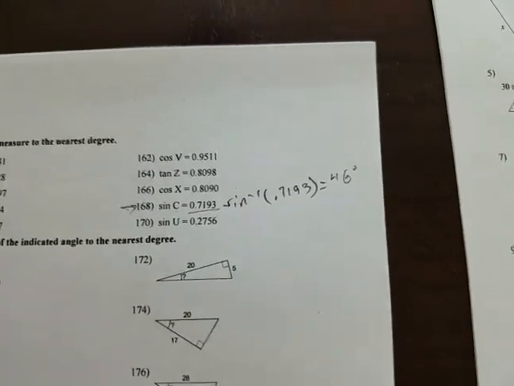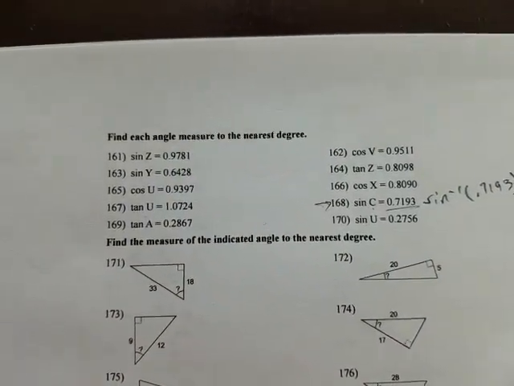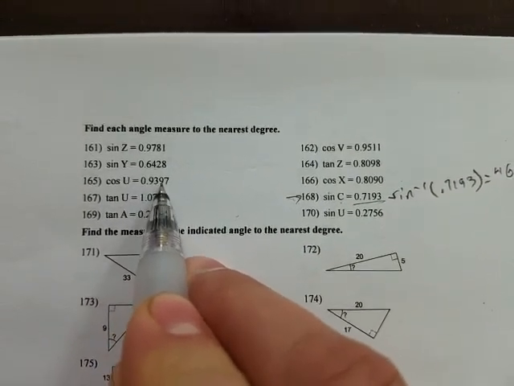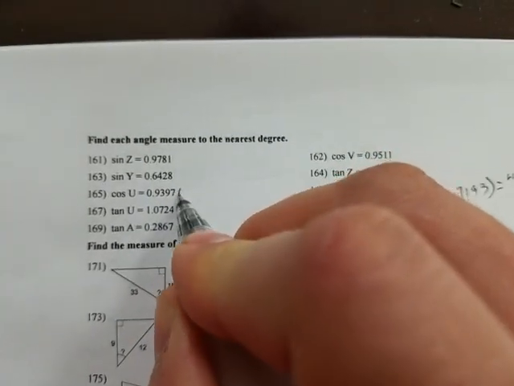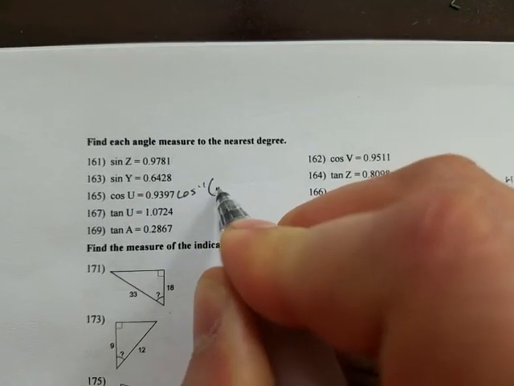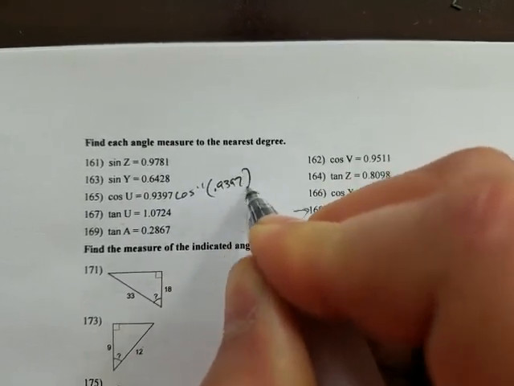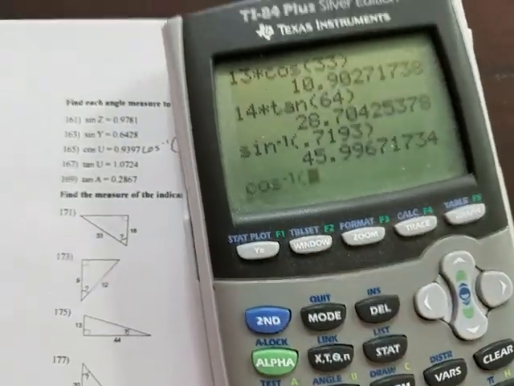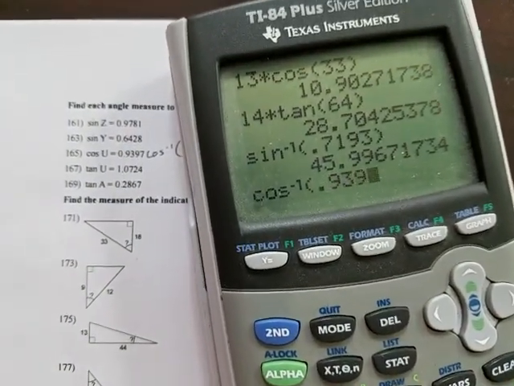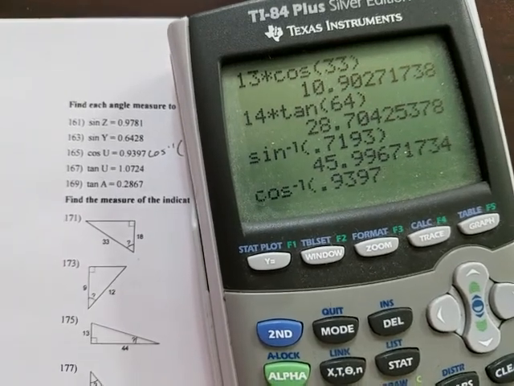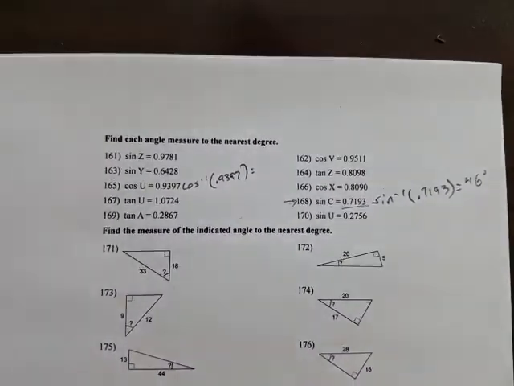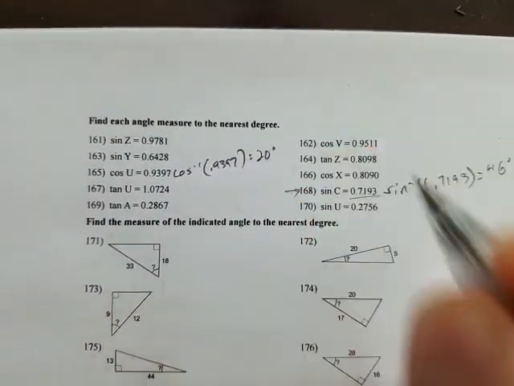All right, and so it works the same with all the ratios. So if I want to do a cosine problem, then like 165 says cosine of u equals 0.9397. So I can just do inverse cosine of 0.9397, and that will give me my angle. So I go over here and I do inverse cosine of 0.9397. And that tells me 19.99. So that is about 20 degrees.